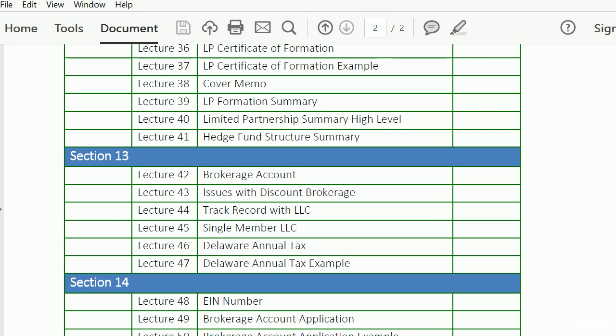Then we'll talk about what would be the best structure to overcome some of the barriers with discount brokerage. And we'll talk about single member LLC. And we want to make sure we actually keep up with the structure we just created and pay the annual fees with Delaware or some other state. So we'll specifically talk about Delaware tax and the example of that.